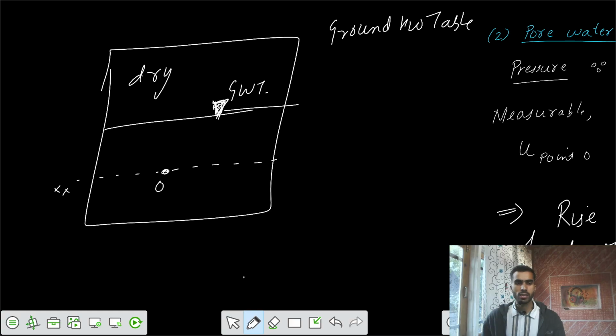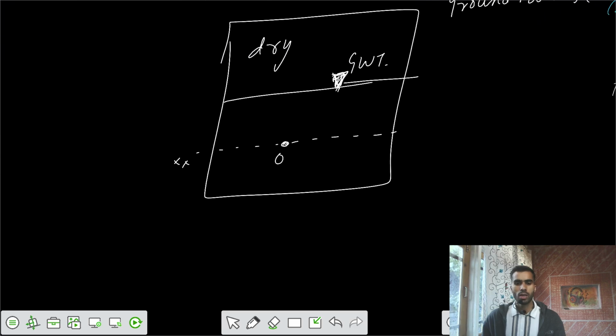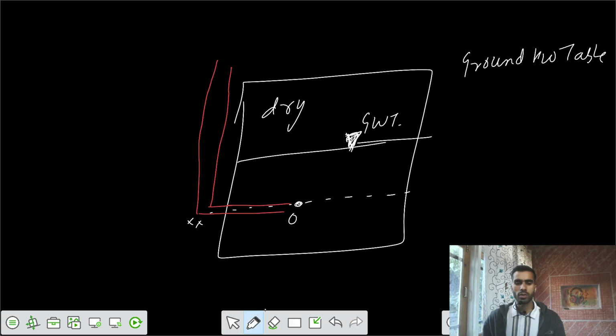Now I want to say what is the pore water pressure at this point O on this cross section x. You have to insert a standpipe or piezometer at the level of that point O. Let's say you have this piezometer inserted here. I want to say what is the rise of the water in this piezometer. The rise of the water is actually up to the level of groundwater. So this is the rise of the water in the piezometer.